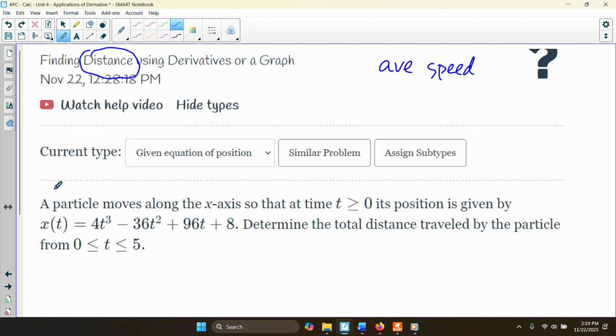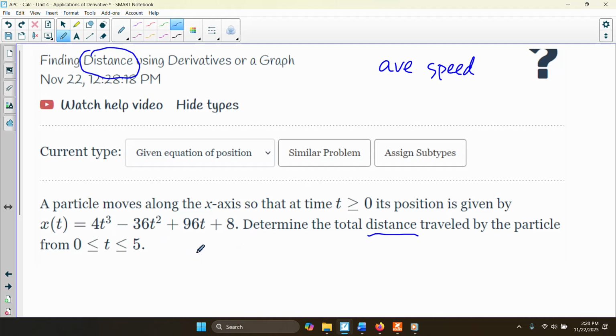So the idea here is you're given a position function, and we need to know what's the total distance. So we really need those peaks and valleys. We need to know when you turned around. Almost immediately this leads to: I need velocity, and from velocity I'm going to create a sign chart.